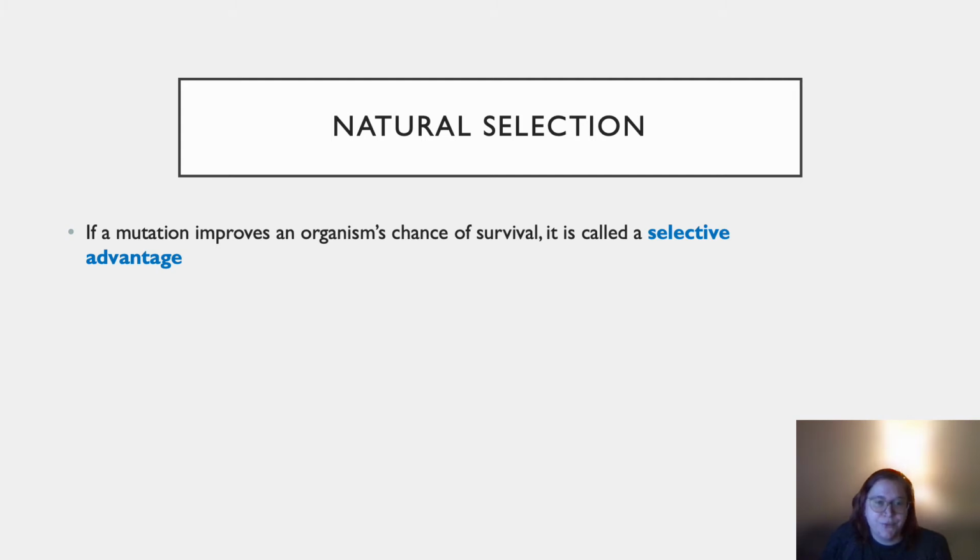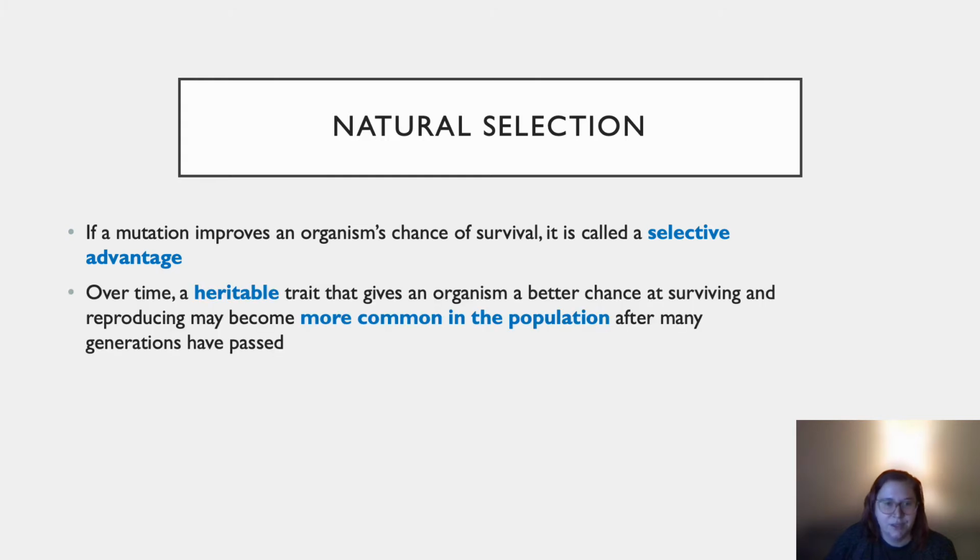If a mutation improves an organism's chance of survival, it's called a selective advantage. Over time, a heritable trait that gives an organism a better chance at surviving and reproducing may become more common in the population after many generations have passed. This process is called natural selection. So, natural selection is the process by which advantageous traits or adaptations become more common in a population over a long time.